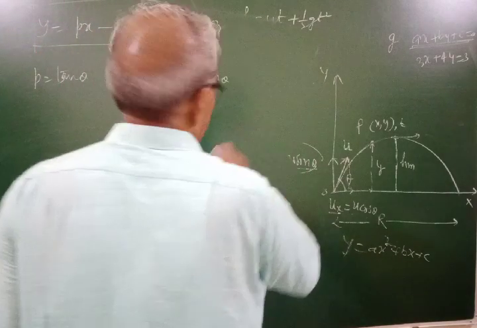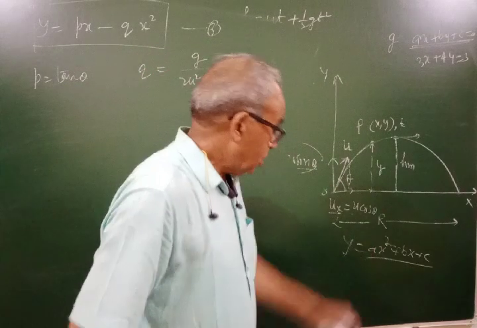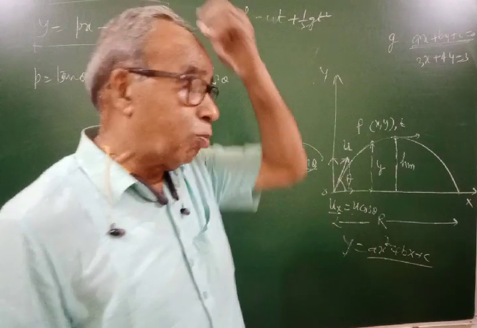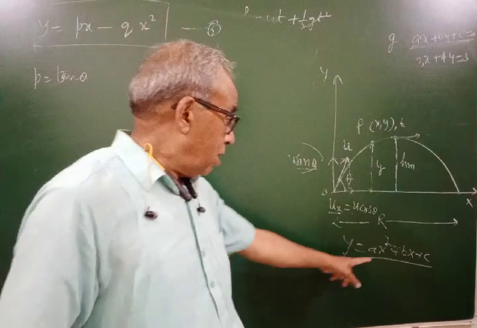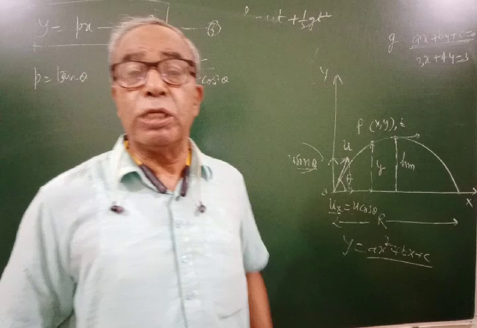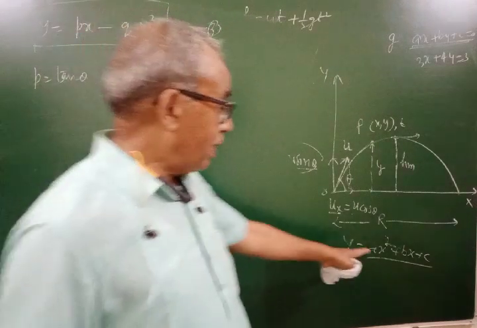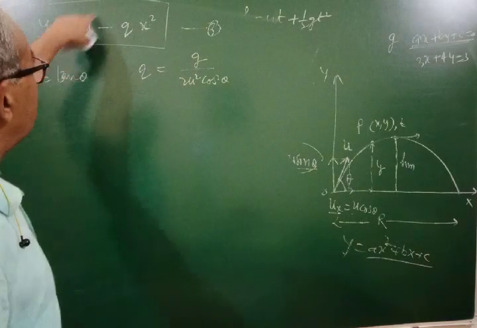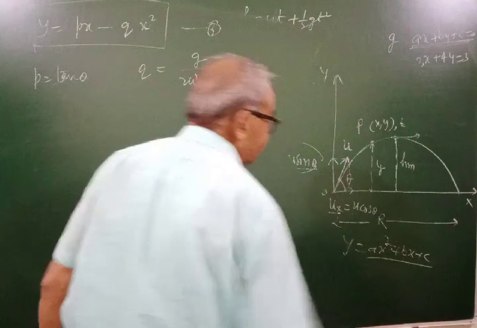Here, if in this equation a is positive, that is, the coefficient of x square is positive, the parabola opens upward. This is an important point. If this coefficient of x square is positive, then the parabola opens upward. If a is negative, the parabola opens downward. This q is negative, so the parabola opens downward.